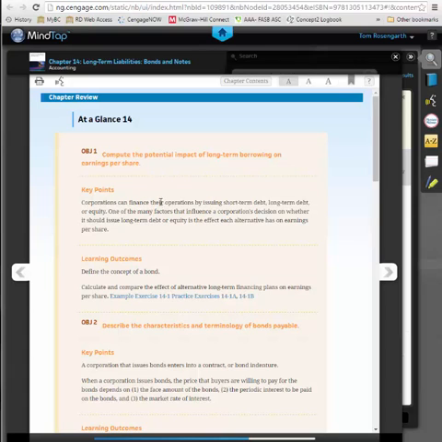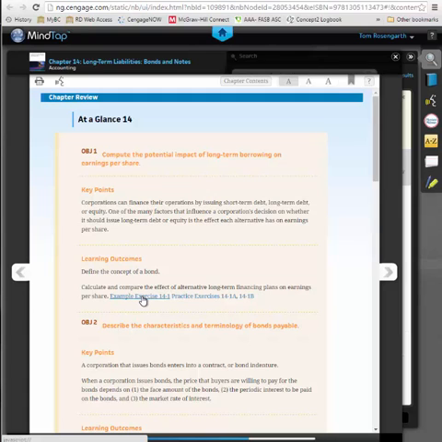And it gives a key point, and it tells you what you should be able to do after reading that particular section. And in this case, it's to define the concept of a bond. It's a source of long-term borrowing. Now, here are the things that I think are really good for you to look at. Number one would be the example exercise.